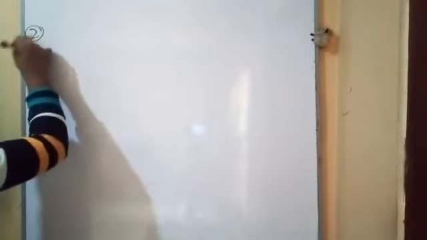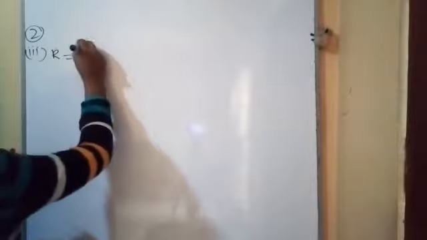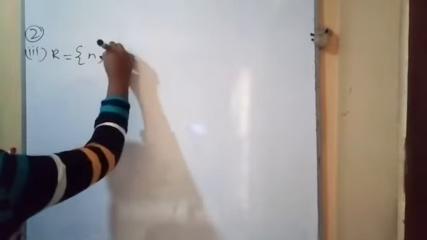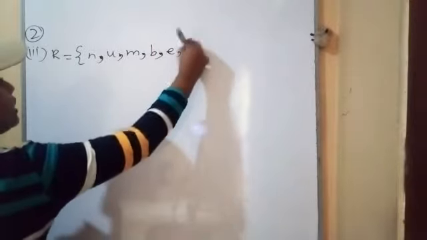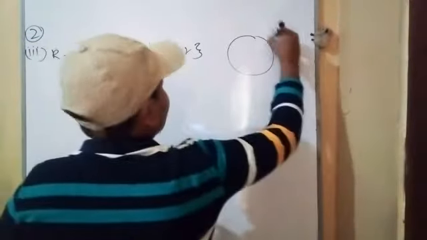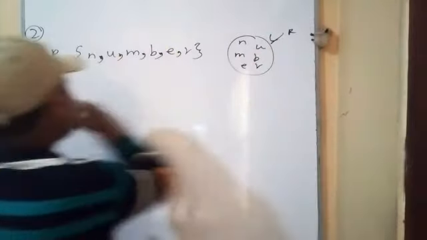Now in the second question, the third one. What is the third one? The third one is letters of the word number. N, U, M, B, E, R. Get a Venn diagram named as R and write N, U, M, B, E, R.